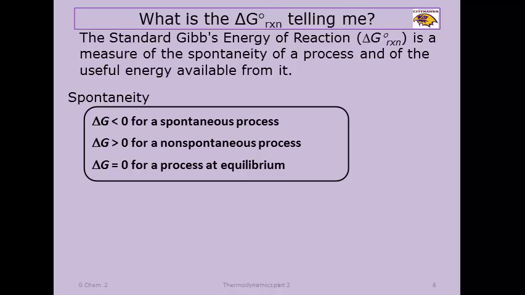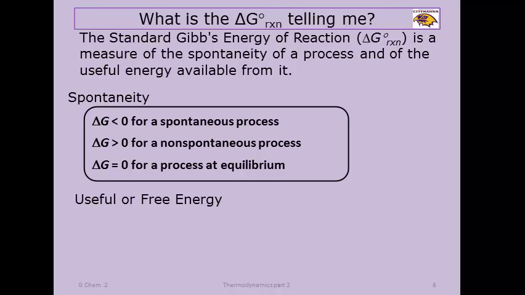If the Gibbs energy is less than 0, you have a negative sign on it, then that is automatically a spontaneous process. If the Gibbs energy is greater than 0, then that indicates that it's a non-spontaneous process. And if the Gibbs energy is exactly equal to 0, then at that point you can assume that the reaction has run until it's reached equilibrium. So I can no longer harvest energy from that.